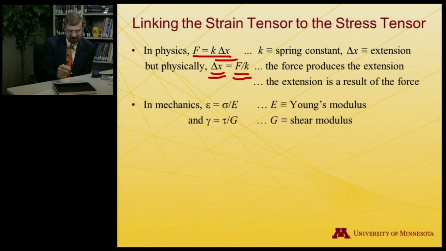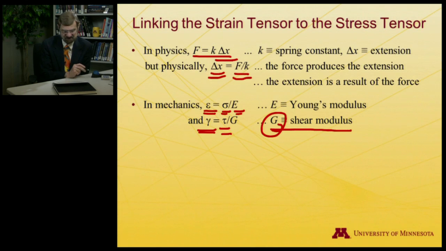And so in mechanics, you'd write out the strain is equal to the stress divided by, in this case, what's called the Young's modulus. And we talked a little bit about Young's modulus already, and I'll talk more about it in a few minutes. And we talk about shear strains produced by shear stresses, and the term that couples those two is called the shear modulus, written as G. Okay, but we've already seen that stresses and strains aren't scalars. They're in fact tensors. And so we're stuck with this problem.